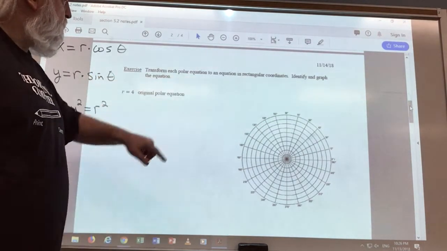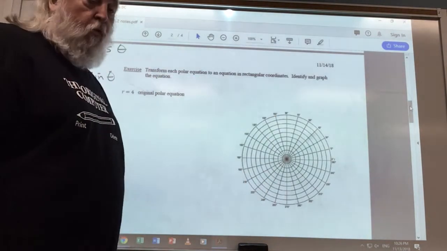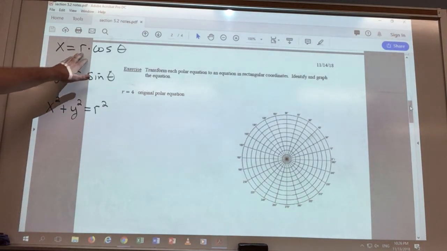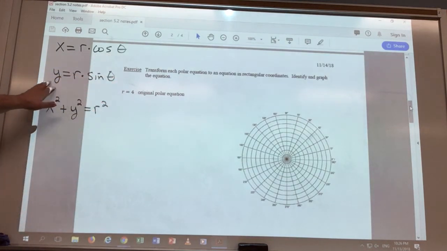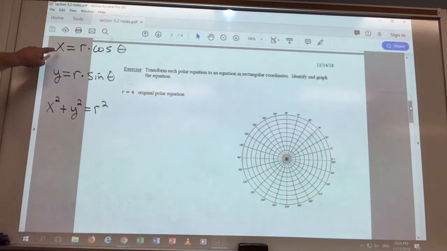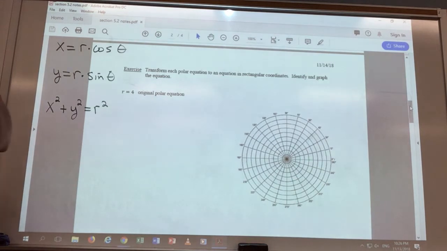So first thing we're going to do is transform that polar equation to an equation in rectangular coordinates. To do that, we use the relationship between x and y and r and theta. We know from section 5.1 that x is equal to r cosine theta and y is equal to r sine theta, right? For any point in polar coordinates, the corresponding x coordinate is equal to r cosine theta, the corresponding y coordinate is equal to r sine theta. And then we have the relationship x squared plus y squared is equal to r squared.